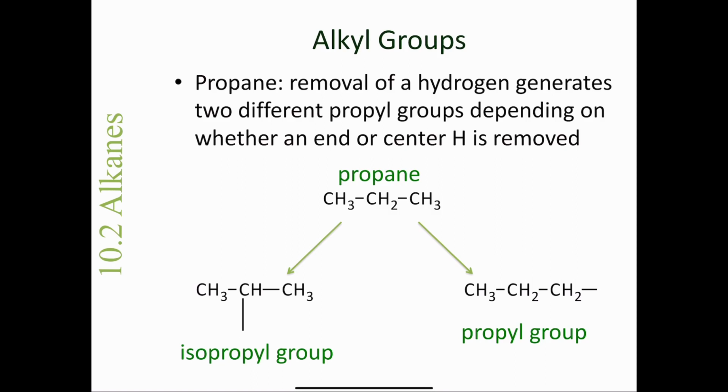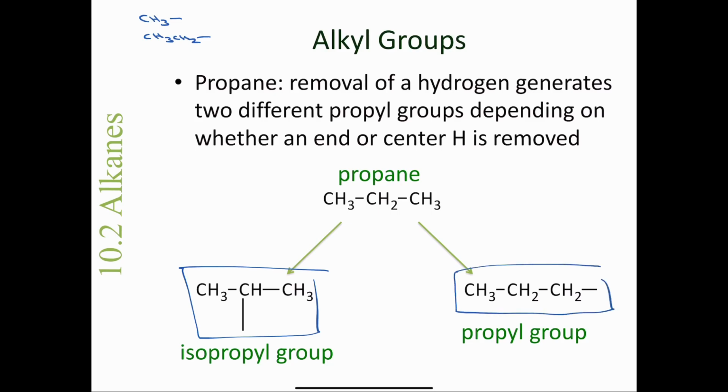So far we've looked at the methyl group, the CH3, and we've looked at the ethyl group, the CH3CH2. Once we get to a 3-carbon molecule, propane, and we remove a hydrogen, well, it gets a little bit more interesting because there are 2 different types of hydrogen atoms in the propane molecule. If I remove one of the hydrogens from the central carbon, I get this, which we call an isopropyl group. And if I remove one of the hydrogens from the end, I get what's called a propyl group. So you have to know the difference between an isopropyl group and a propyl group.